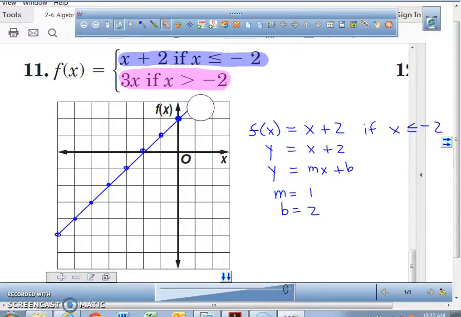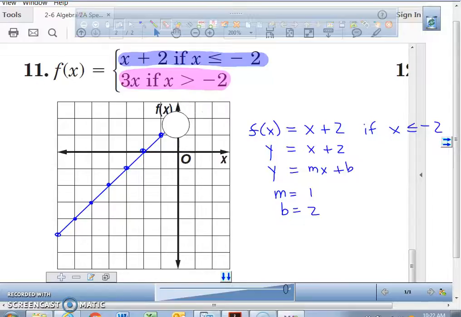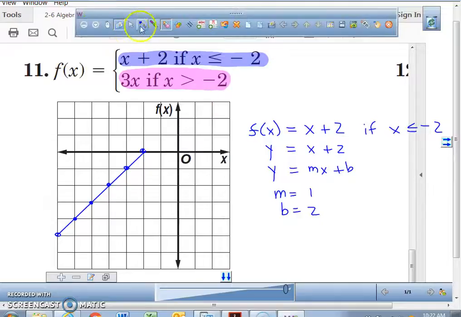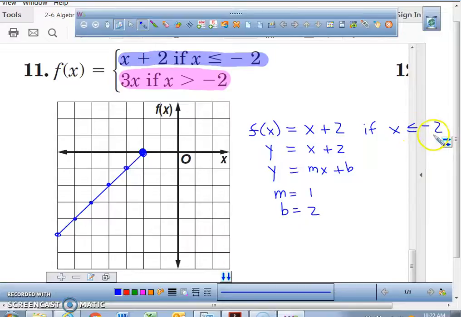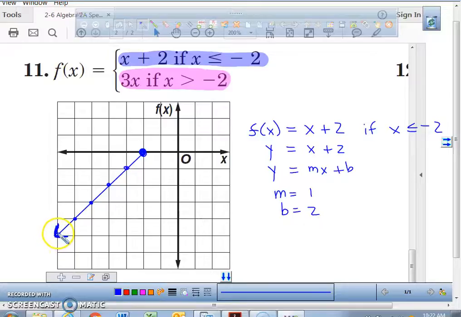So I can't graph that. What's the x value right here? 0. How about there? Yay! We can plot this point right here because that is equal to negative 2, but I'm only allowed to graph all the other points that are less than or equal to negative 2. So that right there is your piece. That's why it's called a piecewise function. The blue portion has been graphed.